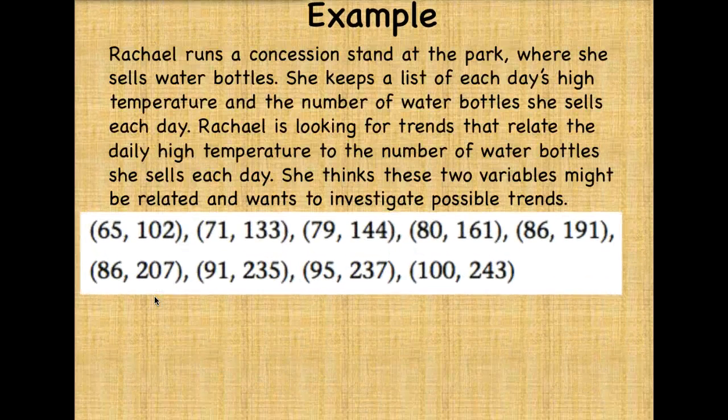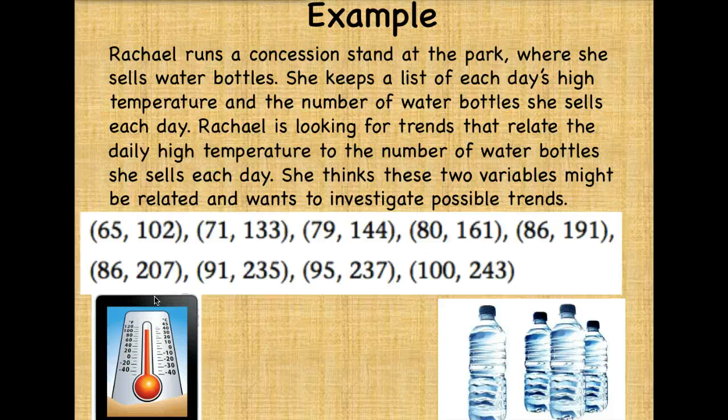Now let's look at an actual example. In this example, Rachel runs a concession stand at the park where she sells water bottles. She keeps a list of each day's high temperatures and the number of water bottles that she sells. So here's our list. On the X variable here, we have the temperature, and on the Y variable here, we have the number of water bottles sold.